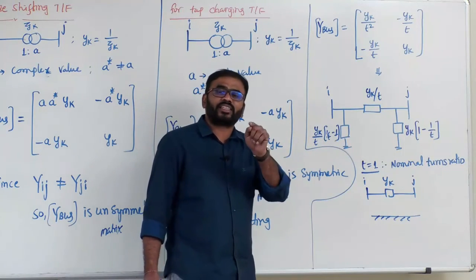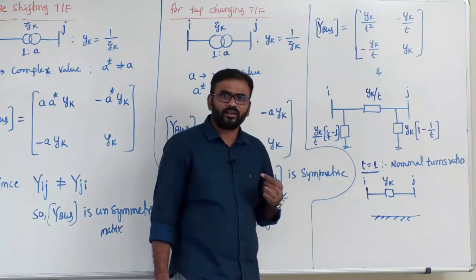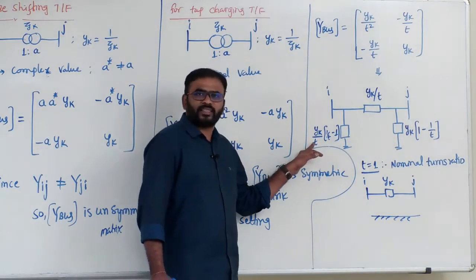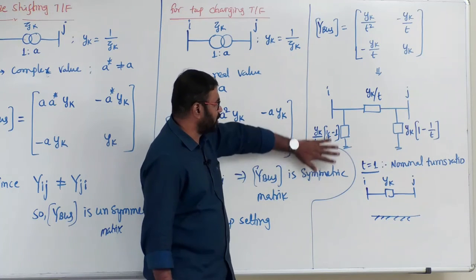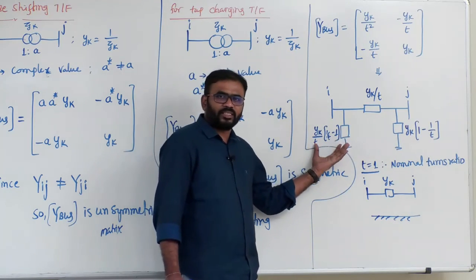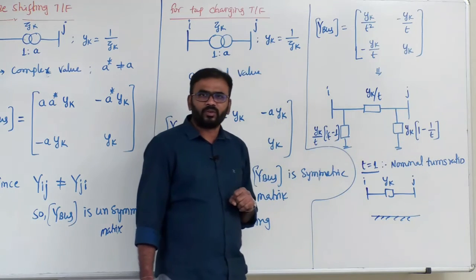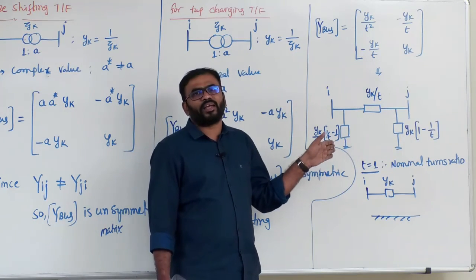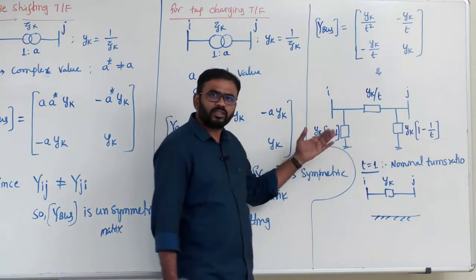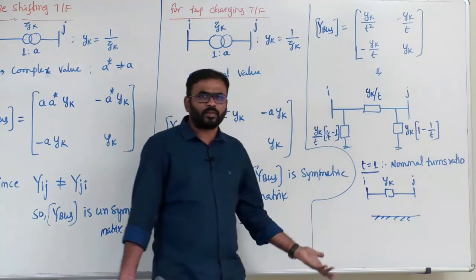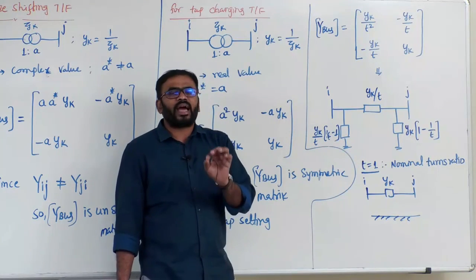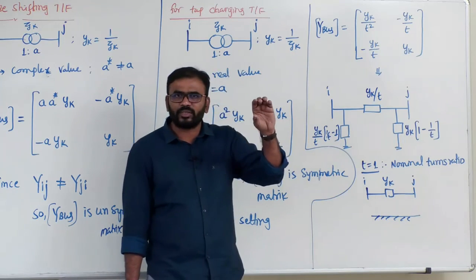But if there exists a tap setting which is not equal to 1, then definitely the shunt branches also come into the picture. Now if T is less than 1, what do we get here? T less than 1 means this is positive and this is negative. That means the admittance here is positive and the admittance here is negative. So one arm represents capacitive and the other arm represents inductive. If T is greater than 1, this is negative and this is positive, so again one arm represents inductive and the other capacitive.